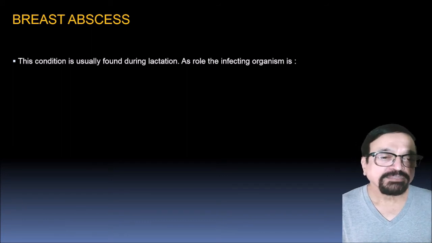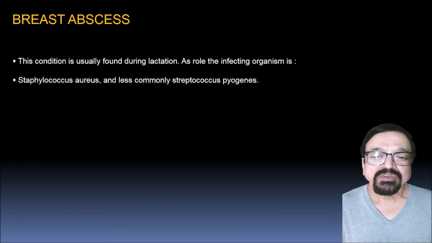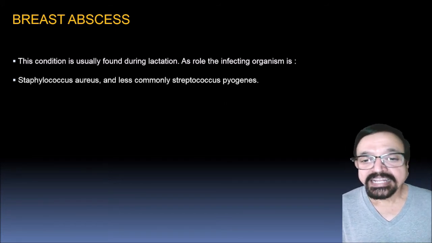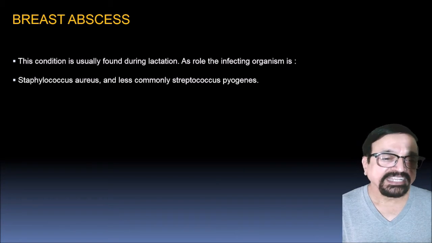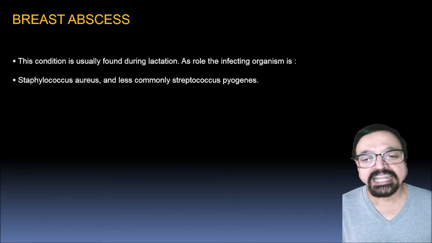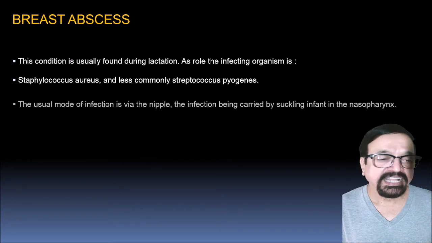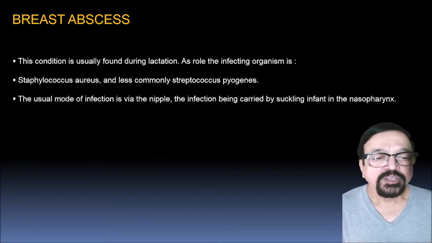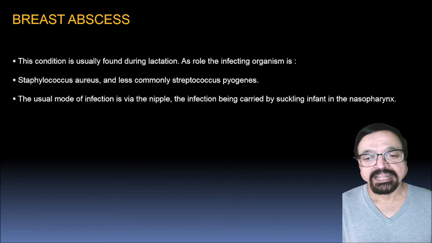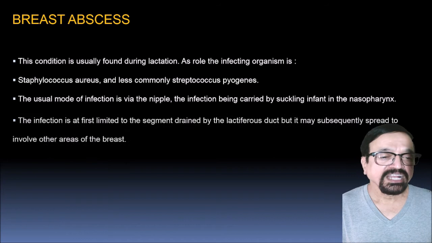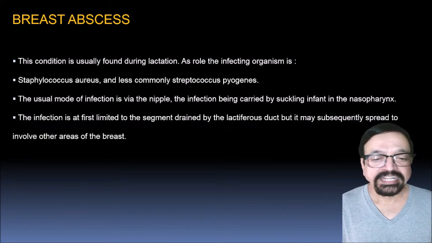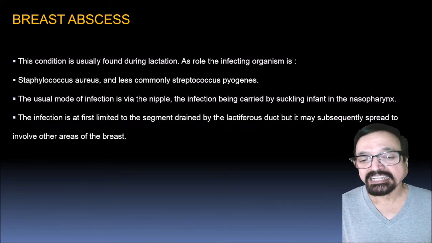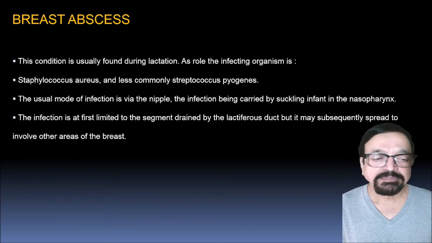Now breast abscess is a condition usually seen during lactation. There are organisms that can cause this infection, like Staphylococcus aureus, and less commonly Streptococcus pyogenes. The usual mode of infection is via the nipple, the infection being carried by the sucking infant's nasopharynx. The infection is at first located at the segment drained by the lactiferous duct, but it may subsequently spread to other areas of the breast.